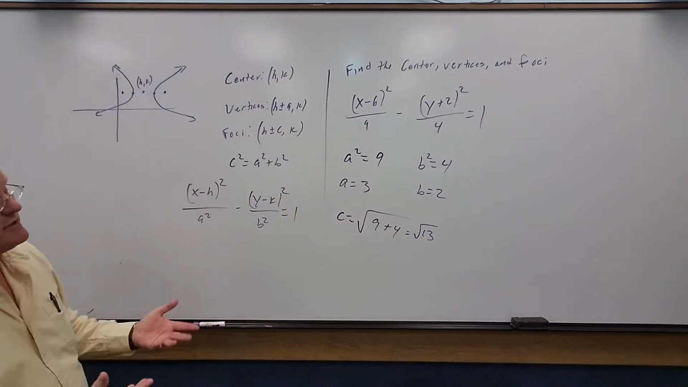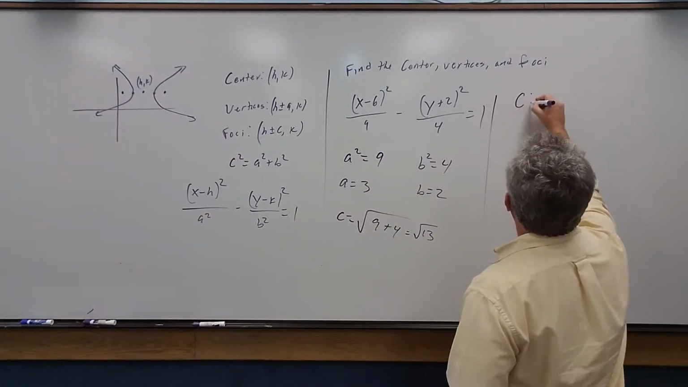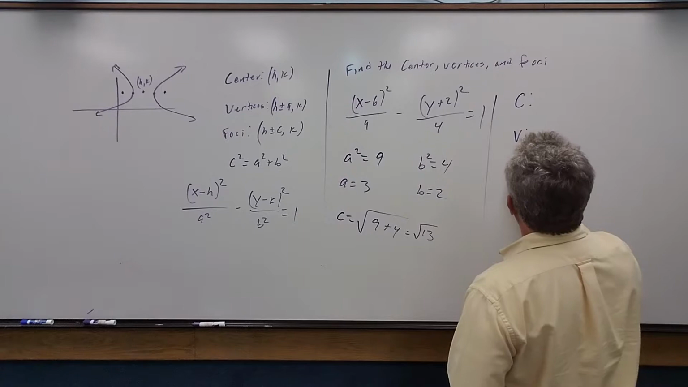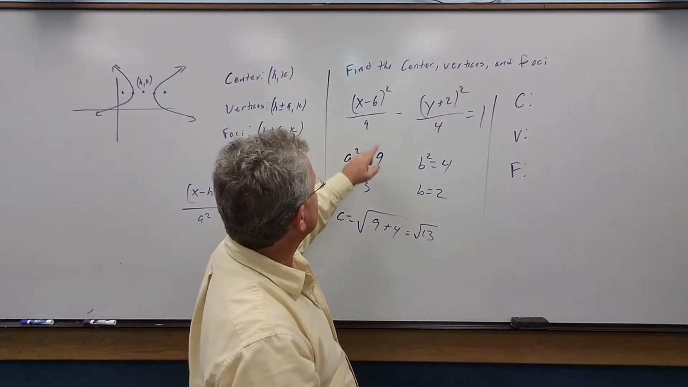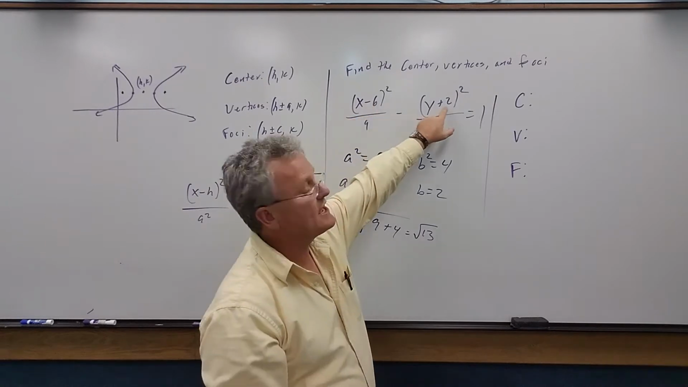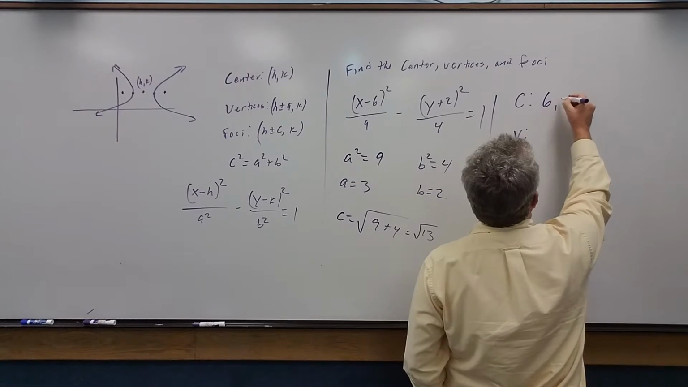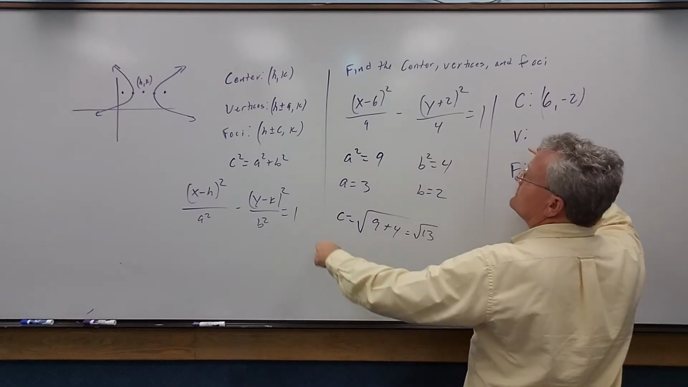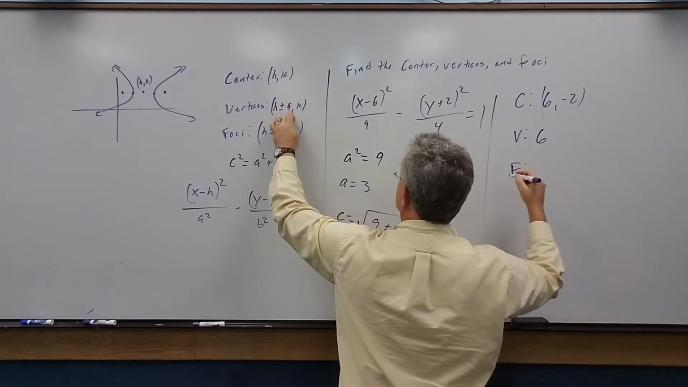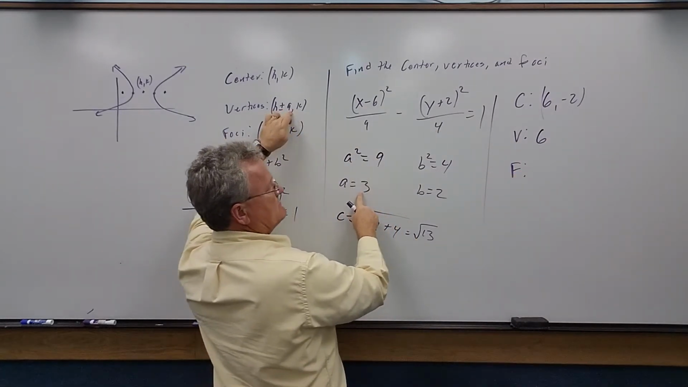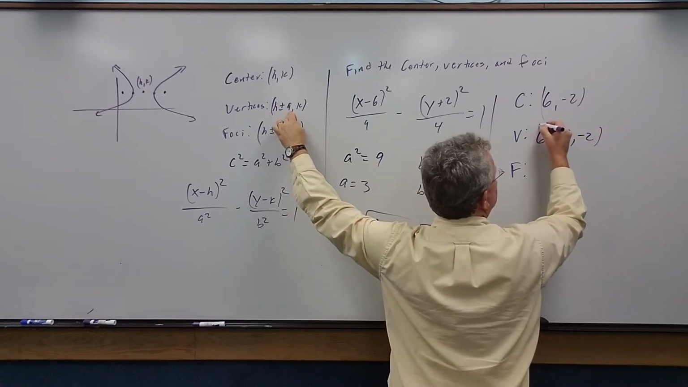Now we can answer our questions. All right, so where's the center? Where are the vertices? And where are the foci? Well, the center is at the point (6, -2), just like we did with circles. Positive 6, negative 2. The vertices are h, which is 6, plus and minus a. a is 3. So we get 6 plus and minus 3, comma, negative 2.